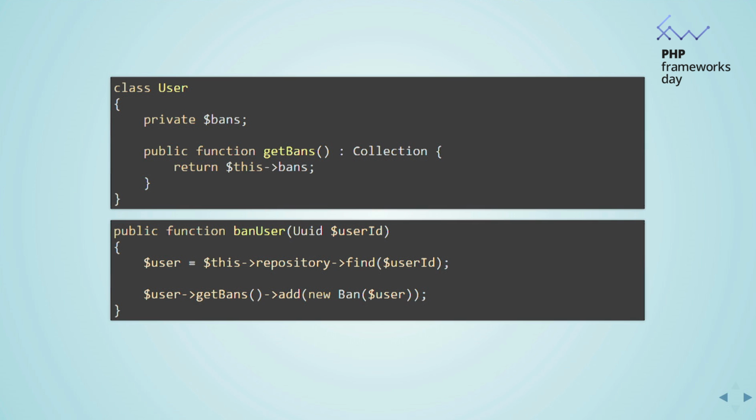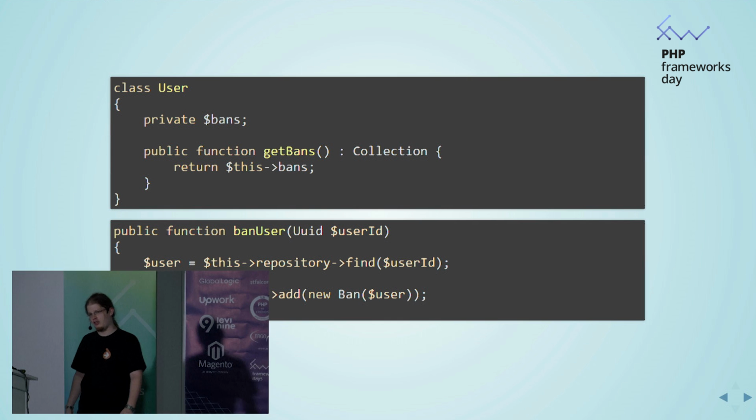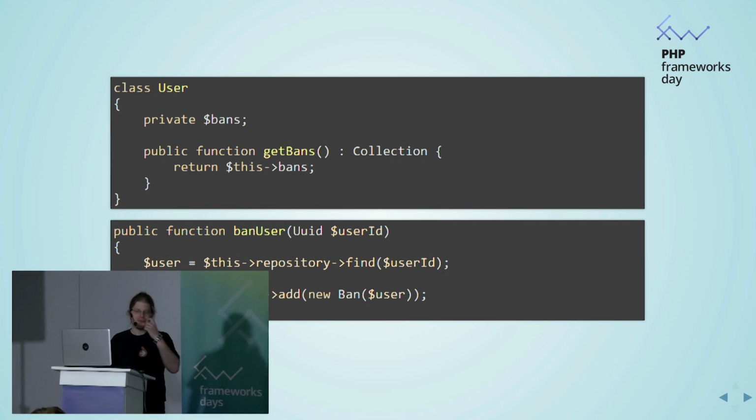So you have a user object, you get the buns from the user, which returns a collection, okay? You expose it there, and then you have somewhere in a service layer or whatever, you have a bun user, you get the user ID, and then you find the user, and then you get the buns and add the new bun with the current user. Okay, you create a new bun.